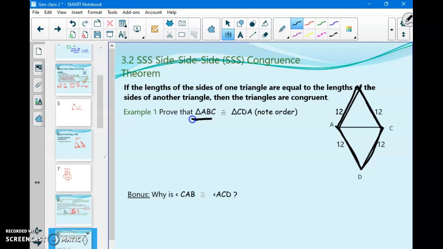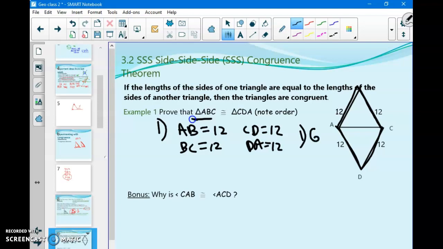So I'm going to start out with the things that they tell me. I know that AB is equal to 12. I know that CD is equal to 12. I also know that BC is equal to 12 and DA is equal to 12. Those are all given. And just so you understand what I'm doing here, I'm doing a T-chart, a two-column proof for this first one.